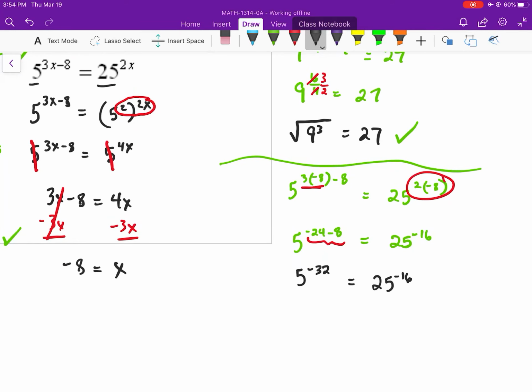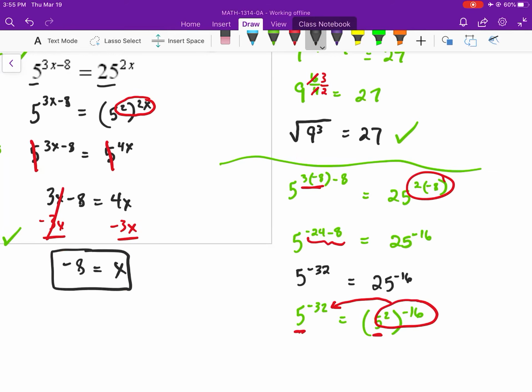And I always get a question here about why they do not look quite equal. Well, if we took it one step further, 5 to the negative 32 equals 5 squared to the negative 16. What would you do with the 2 and the negative 16? You would multiply them, and it would look exactly like that number right there, because we have 5 and we have 5. So that means my answer is correct. Alright, don't forget to do your checks.